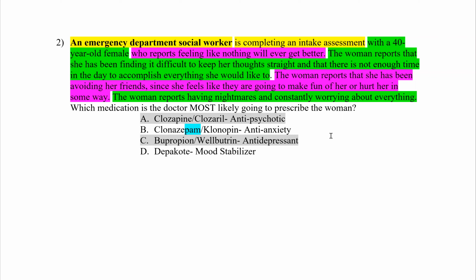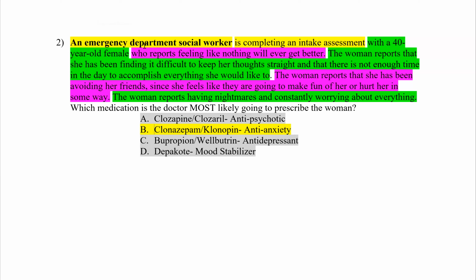Do we want a long-lasting med, such as Depakote, or do we want a quick-acting med, like a Klonopin or anti-anxiety med? So for that reason, we're going to rule out D and go with B, because she's in the emergency department and we need a quick solution to the problem, and an anti-anxiety med is going to stabilize her, calm her down, and then we'd be able to understand more what's going on.